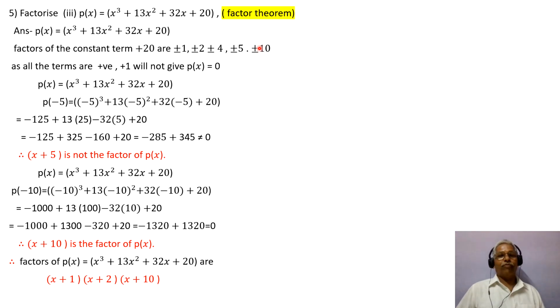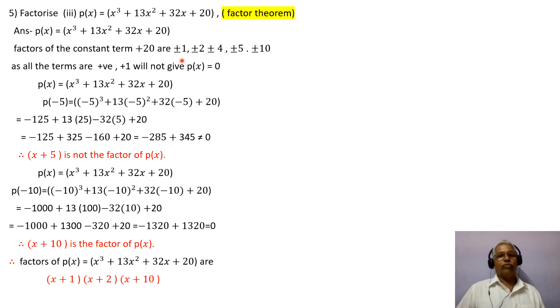Now checking for minus 10. So p of minus 10 is minus 10 cube plus 13 into minus 10 square plus 32 into minus 10 plus 20. So this is minus 1000, remember the sign, plus 13 into 100, minus 32 into 10, plus 20, and we get minus 1000 plus 1300 minus 320 plus 20, and you are getting minus 1320 plus 1320, that is 0. So x plus 10 is a factor of p(x).